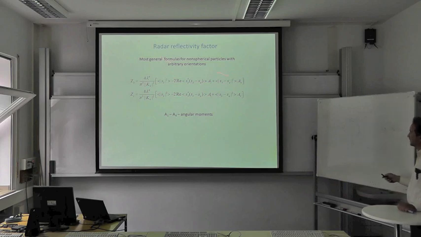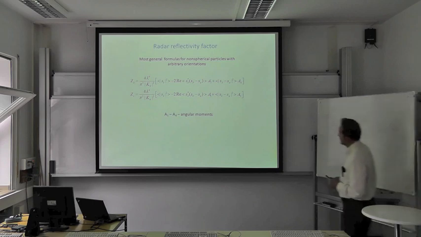They do not look very appealing to the eye, very friendly, but they should be utilized for arbitrary size distribution, arbitrary orientation distribution, etc. Here, all these SB and SA are scattering coefficients, standard scattering coefficients. And A1, A4 are the angular moments; we've discussed them briefly in the previous lecture.